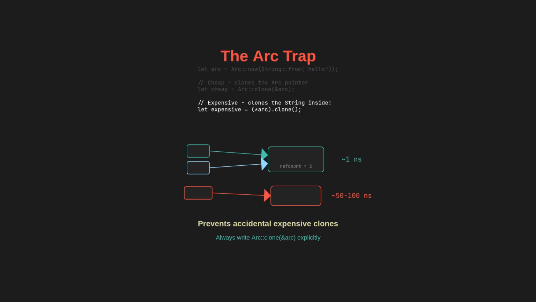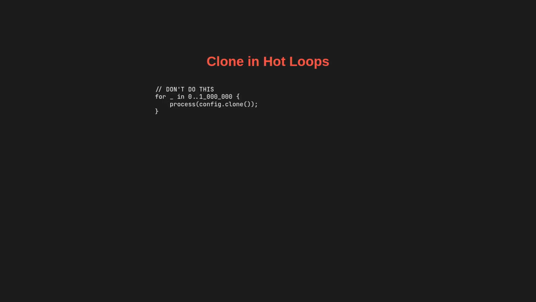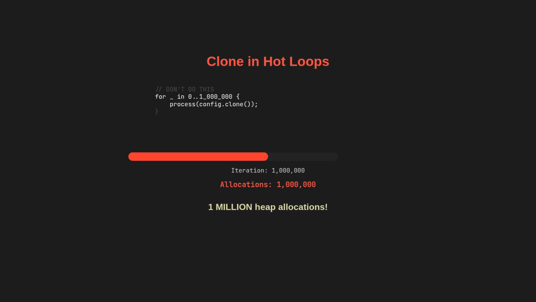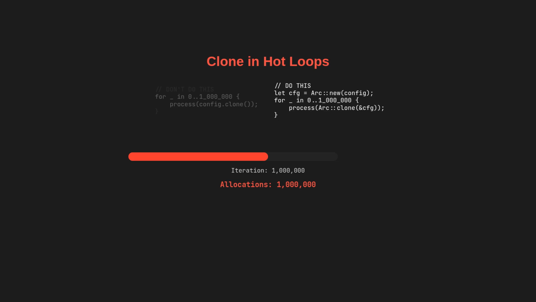The absolute worst place to put an expensive clone is inside a hot loop. If config is a large struct with strings and vectors, you just created a million heap allocations. Your program will spend more time in the memory allocator than doing actual work. The fix: if you just need to read the data, borrow it. Or if you need shared ownership, wrap it in an Arc pointer once outside the loop. Now you have one allocation total and a million cheap reference count increments. That's the difference between a program that takes 10 seconds and one that takes 10 milliseconds.